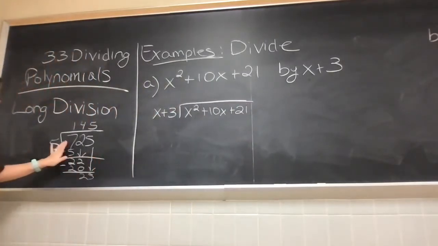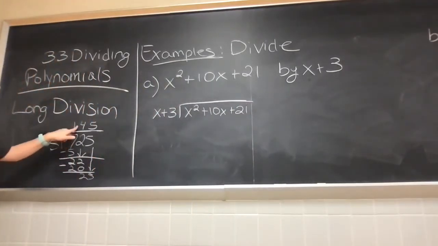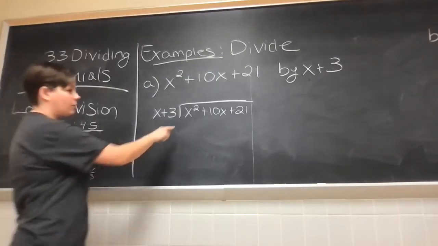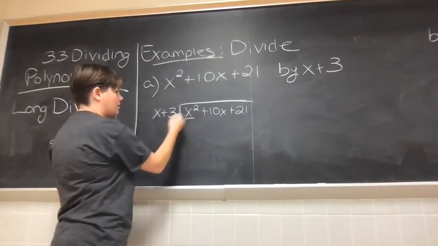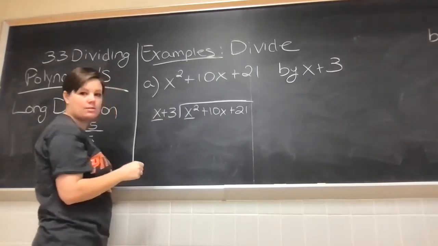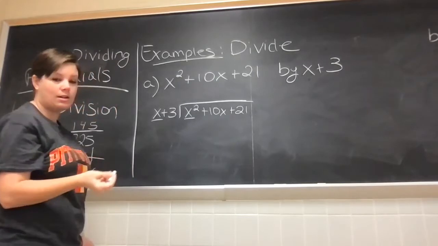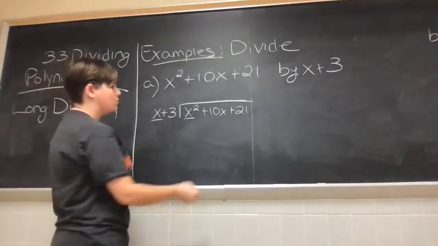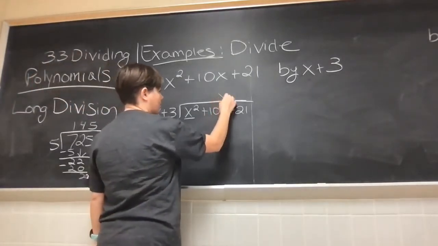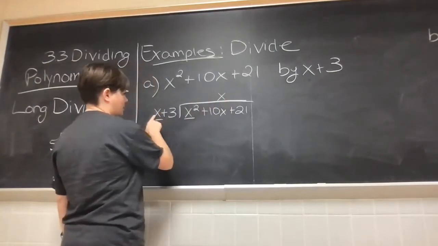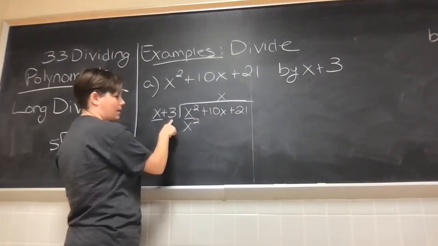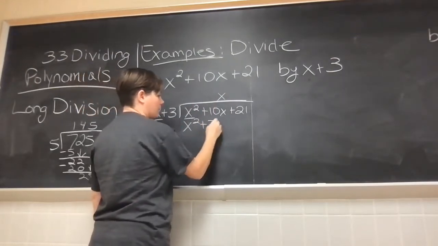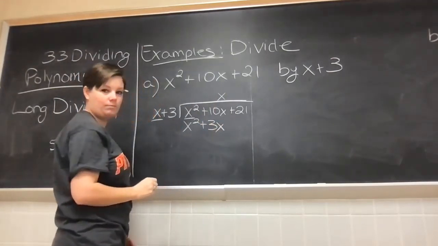Just like over here, I asked how many times does 5 go into 7? I'm going to look at my first variable, and I'm going to say how many times does x go into x squared? X goes into x squared x times. So I'm going to write that over here above my x's. X times x gives me x squared. X times the positive 3 gives me positive 3x.